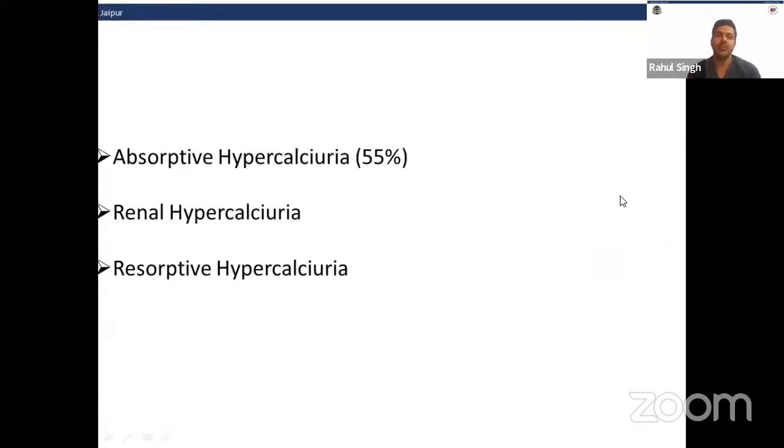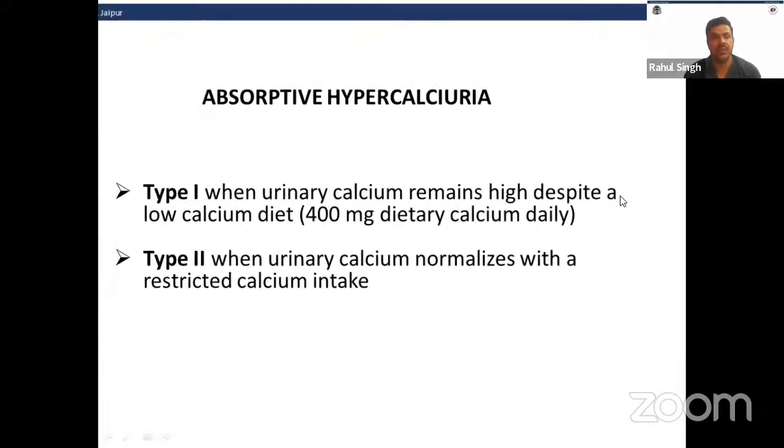The three types of hypercalciuria: absorptive hypercalciuria, the most common, accounting for 55% of cases; renal hypercalciuria; and resorptive hypercalciuria. Absorptive hypercalciuria has two types. Type 1 is when the urinary calcium remains high despite a low calcium diet, and in type 2, urinary calcium normalizes with a restricted calcium intake.